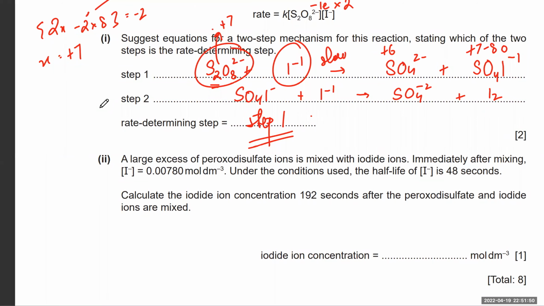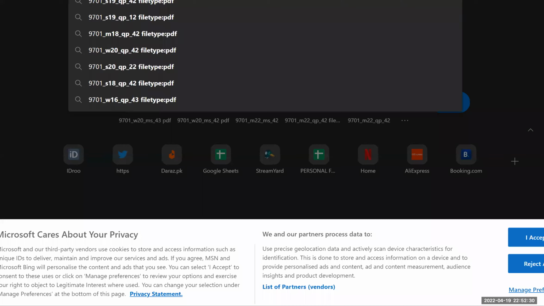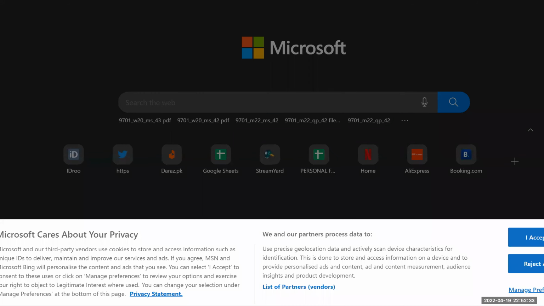Okay. Now the other part is you've got a large excess of peroxodisulfate ions, which is mixed with iodide ions. Immediately after mixing, under these conditions, the half-life of I minus is 48 seconds. Calculate the iodide ion concentration 192 seconds after the peroxodisulfate and iodide ions are mixed. So calculate the concentration after 192 seconds. I minus is order 1 according to the rate equation over here. So what is the half-life of an order 1 reaction? Is it constant throughout the reaction, or does it increase or decrease? What happens to it in an order 1 reaction? It will decrease. Remember the half-life. Constant. It remains constant. Okay.